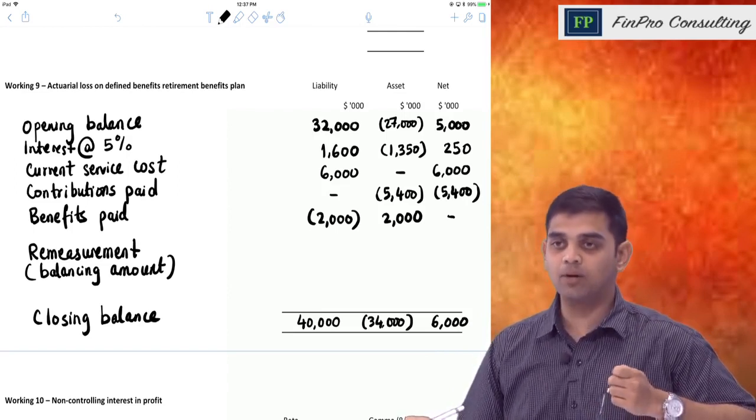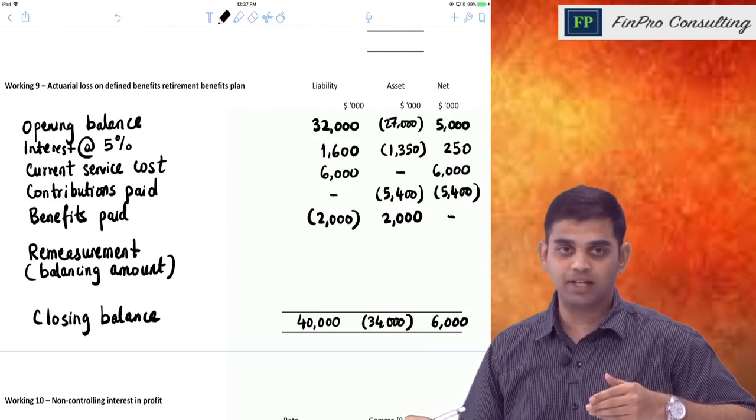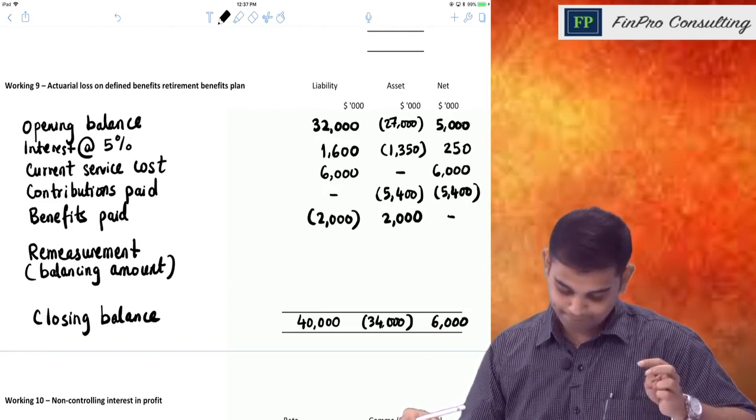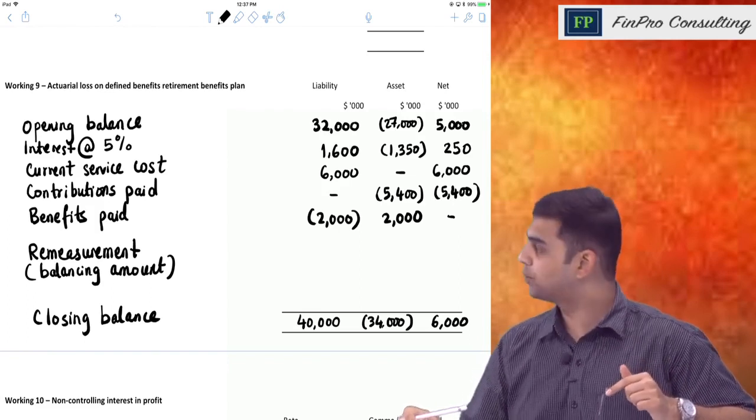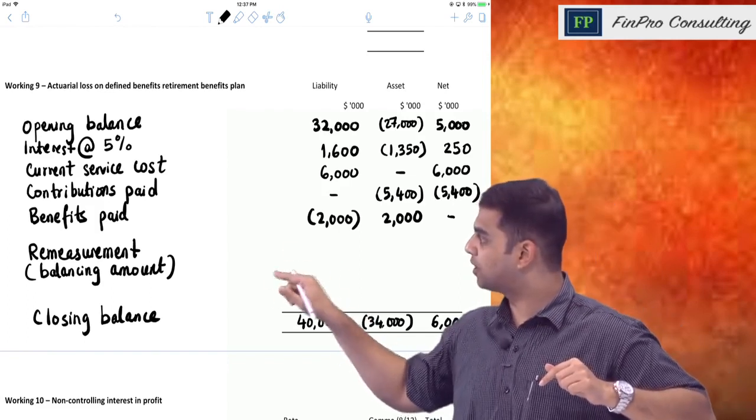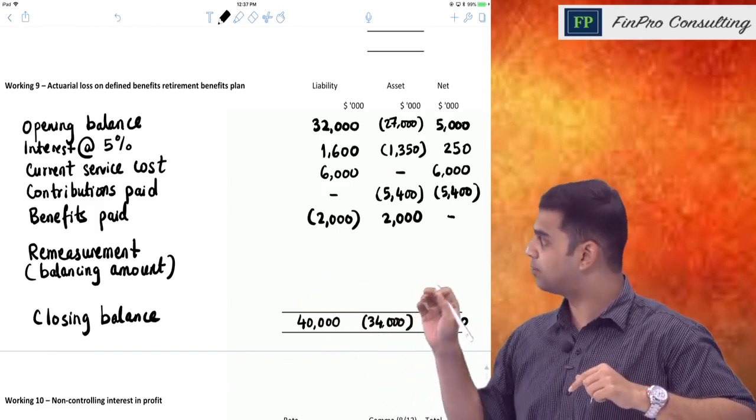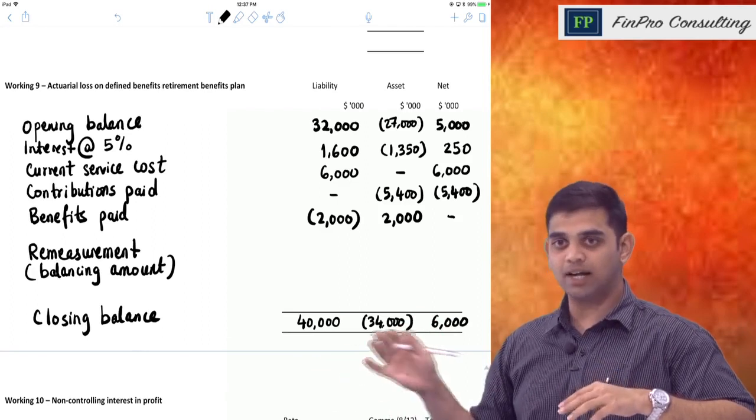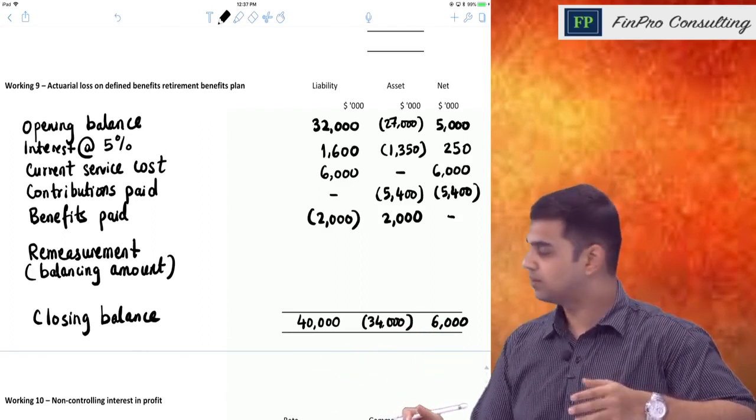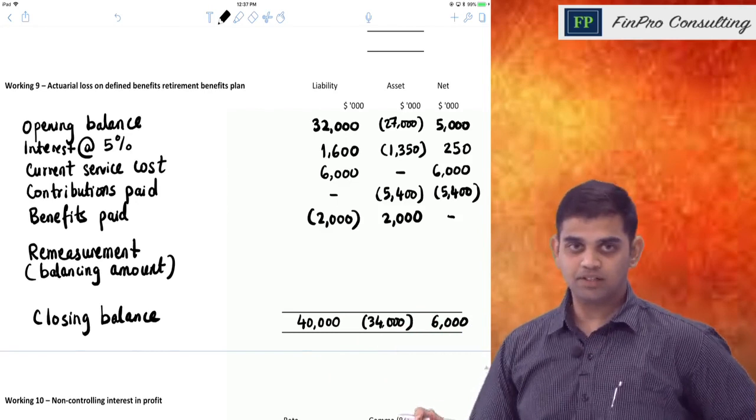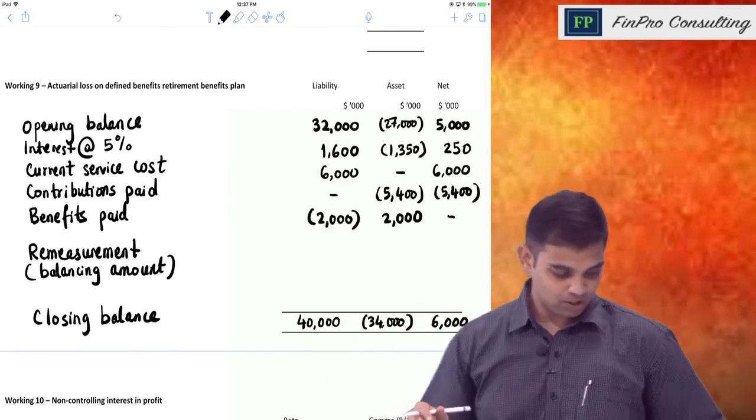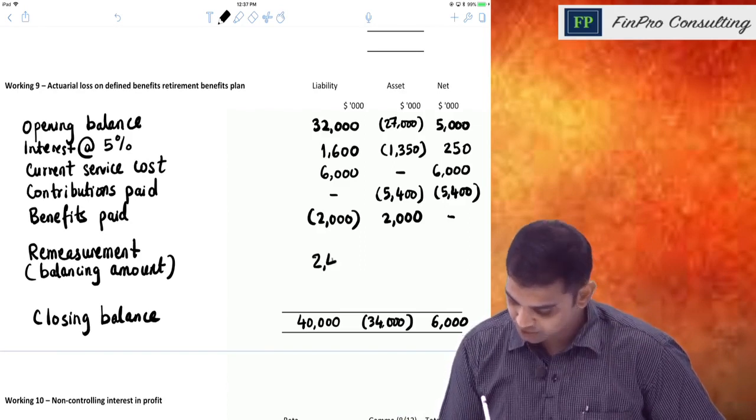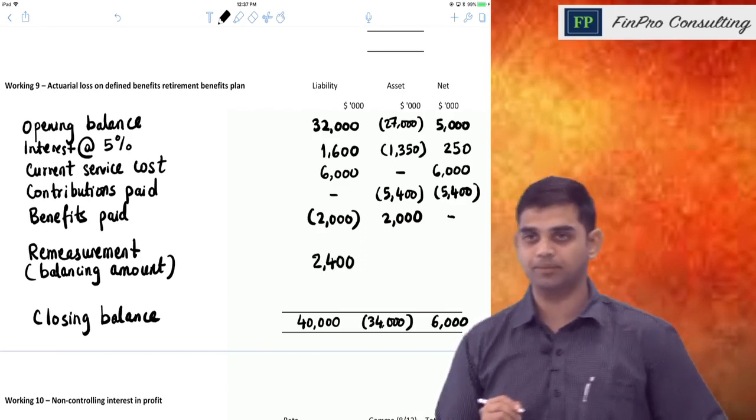So in liability column, tell me if there is a loss or it is a gain. So how will you do it? You compute the total of 32 plus 1,600 plus 6,000 minus 2,000. If that amount is lesser than the closing balance, that means there is a loss, right? So is there a loss? What is the loss? 2,400 is a loss. So I will write in positive because that is increasing my liability.